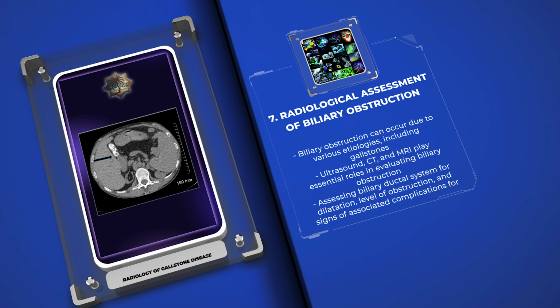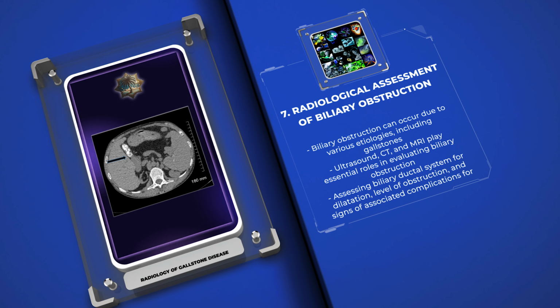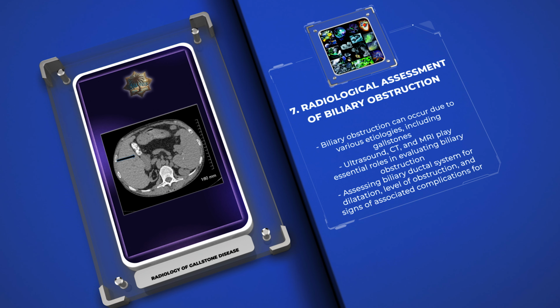Professor, ultrasound, CT, and MRI play essential roles in evaluating biliary obstruction. We carefully assess the biliary ductal system for dilatation, identify the level of obstruction, and search for any signs of associated complications such as biliary stricture or abscess formation. This information guides both diagnosis and the selection of appropriate therapeutic interventions. Scene transitions to the title of the next topic.